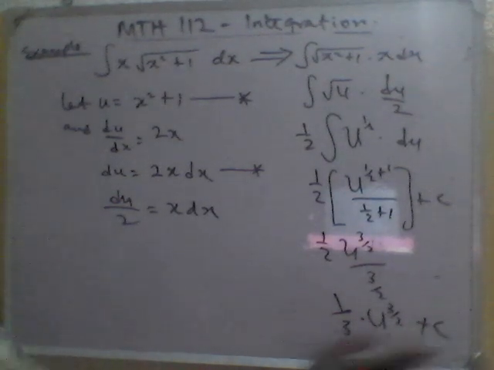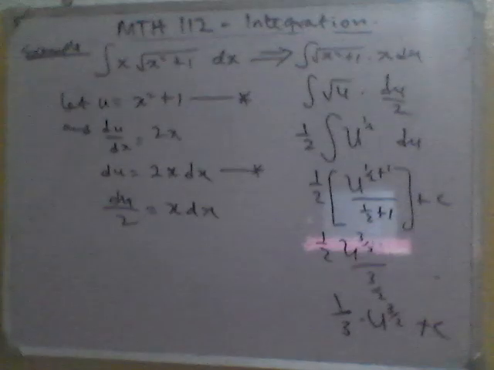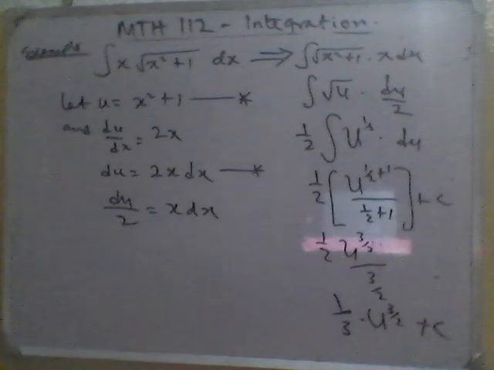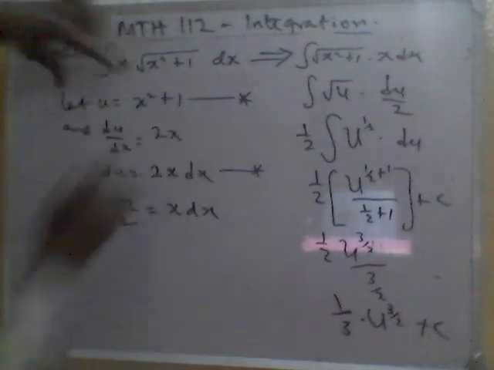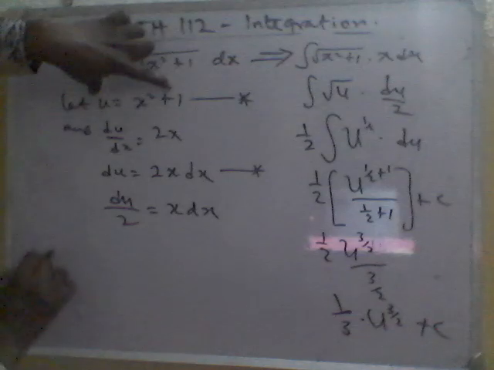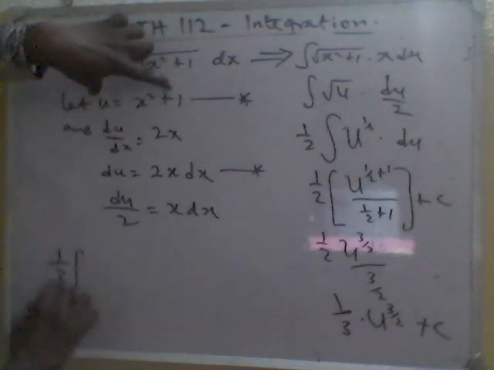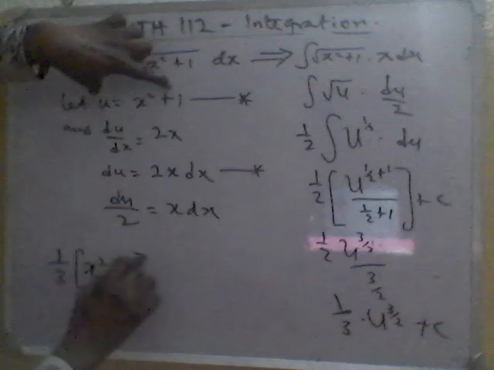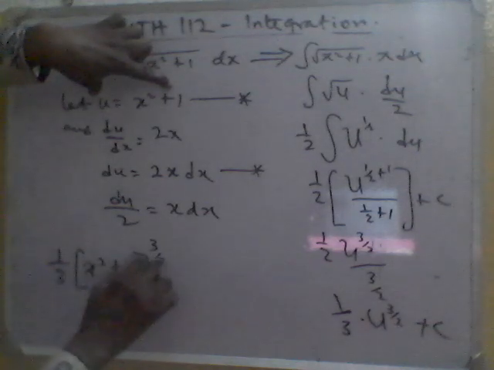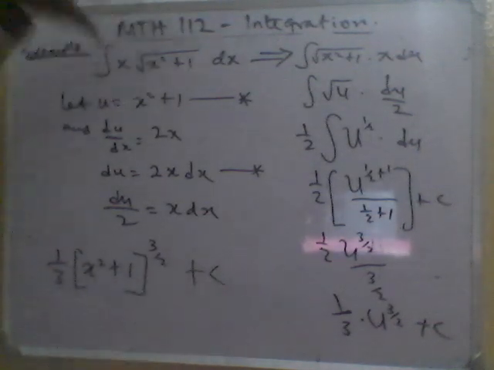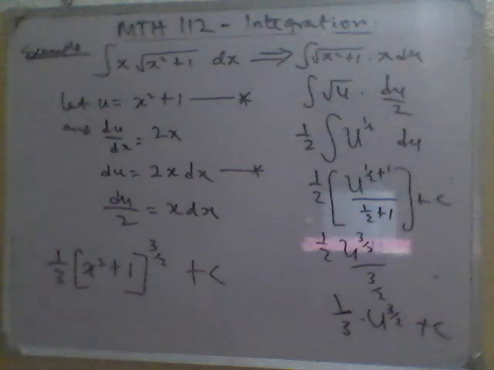But we don't have u in the initial question. What is u? U is this one, right? Substitute it inside here. So I have 1 over 3, open big bracket, I put x squared plus 1, close the bracket, 3 over 2 as power, then plus c. So that is the final answer for that.